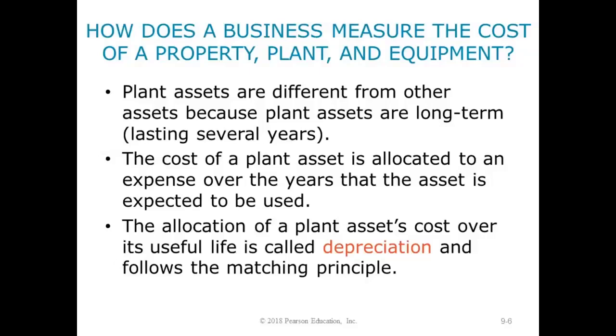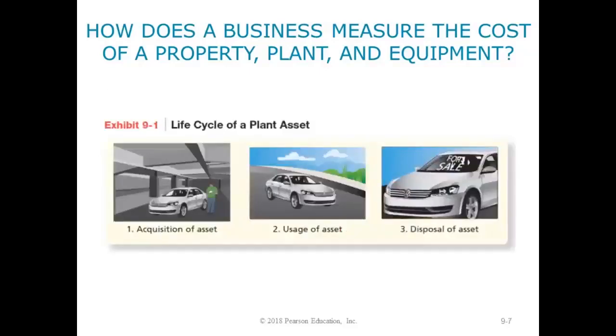Now, just remember that the allocation of a plant asset's cost over its useful life is called depreciation, and it's going to follow the matching principle of matching revenues and expenses together. Now, with the life cycle of a plant asset, really what we're looking at here is we're actually going to go out and buy the asset or acquire it. And number one, we use the asset and then we'll dispose of it. Because after a while, say after we're done using it, we might not be able to get any more value out of this asset, so we could turn around and get rid of it or dispose of that asset.